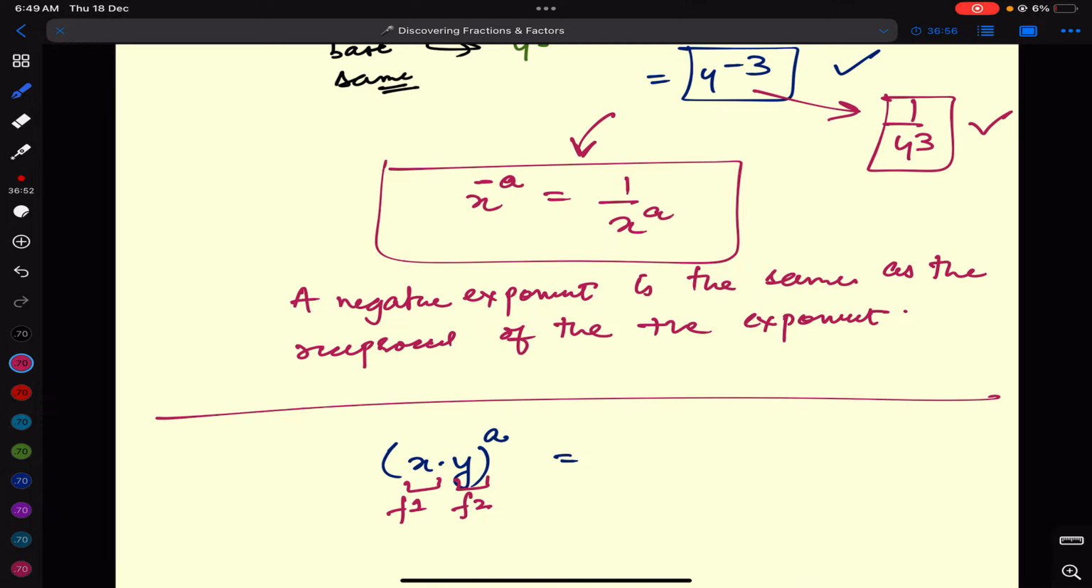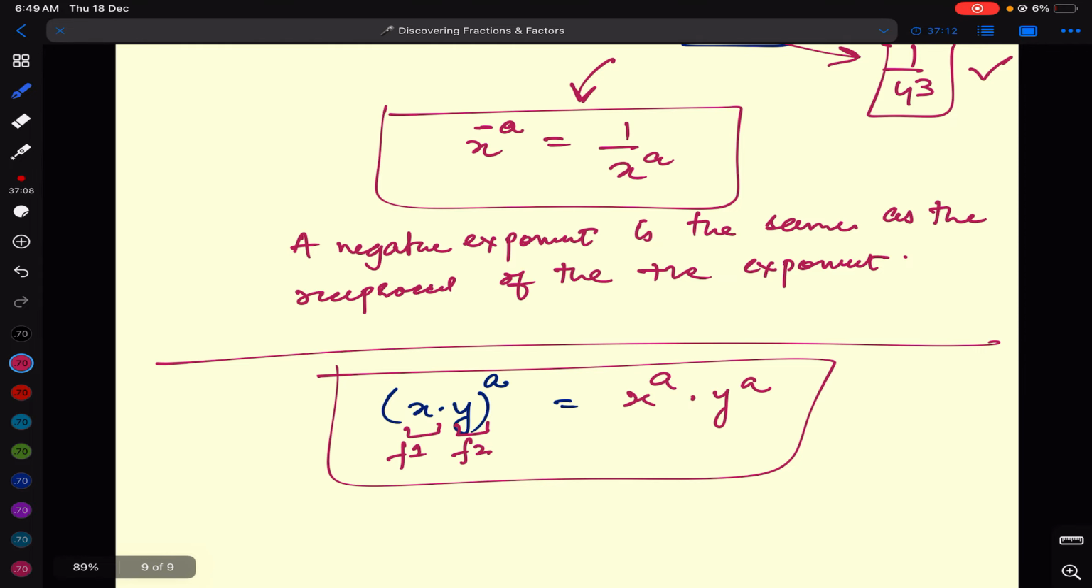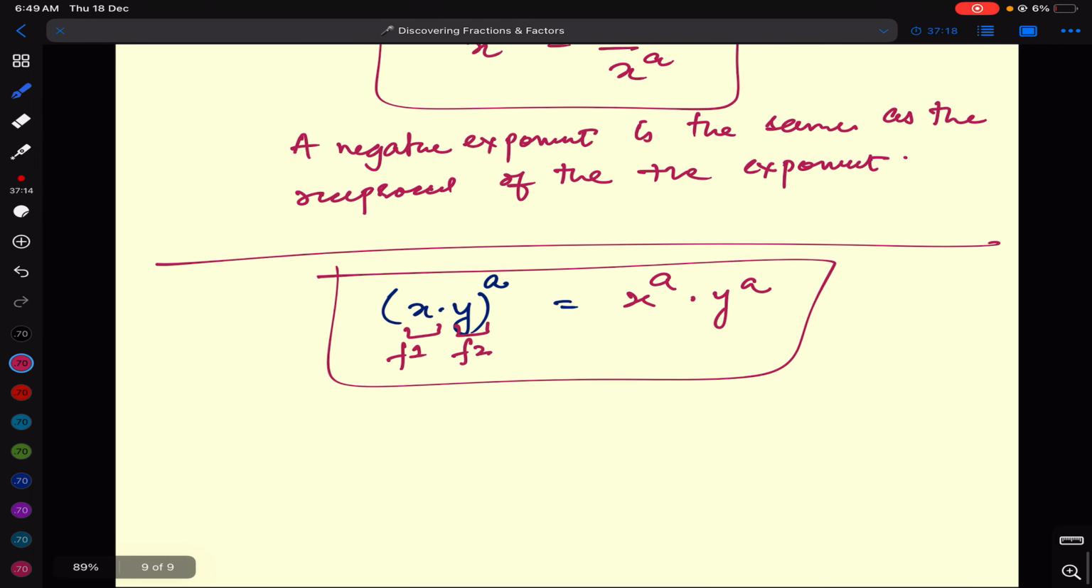So when we raise the product of two factors, or when we raise a product to a power, we are basically raising each factor to the power. So that means it will be x to the a times y to the a. The product was raised to a power, and hence we are raising each factor to the same power. Clear? Let's see the example here.